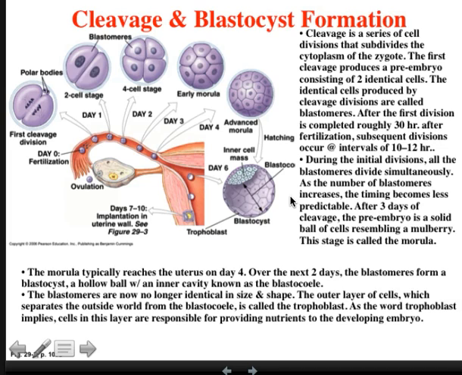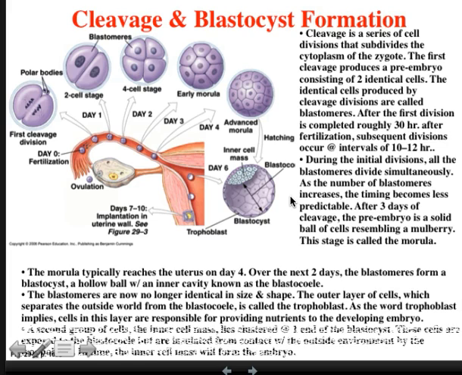This is how we're going to pass important components involved in anabolism to the inner cell mass. It's going to be through what we call trophoblastic nutrition. We'll talk a little bit more about what that is.